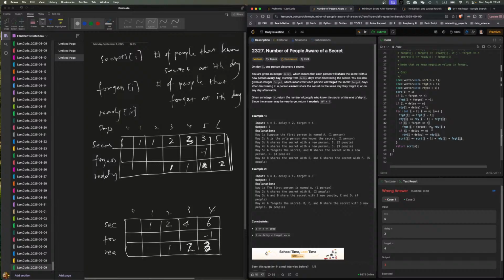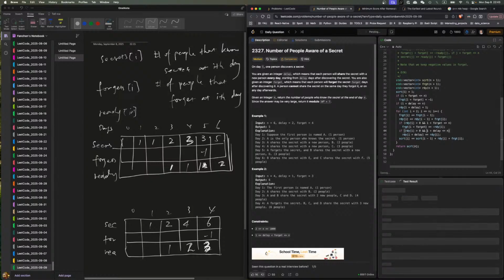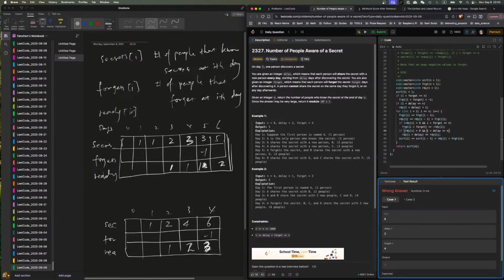Oh, if ready I is larger than 0 and, is that the reason? Nope. Yeah, it doesn't matter. That's actually not matter. I plus plus equal to, so I don't do it, right? So now I move on to this day. So this day, forget it's still 0.